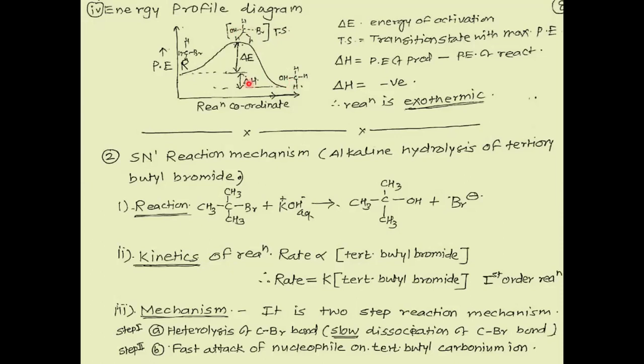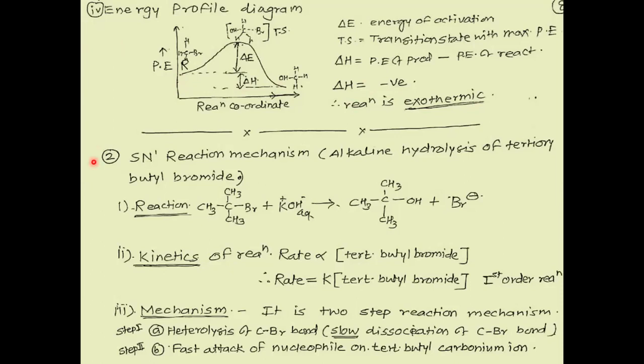So here the value of delta H will be negative, because it is less energy minus more energy. The energy of the reactant is more and the energy of the product is less. Less minus more, obviously it is with a minus sign. So delta H is negative, then the reaction is exothermic. Exothermic reactions are those reactions in which heat is given out. So this is all about the SN2 reaction mechanism.